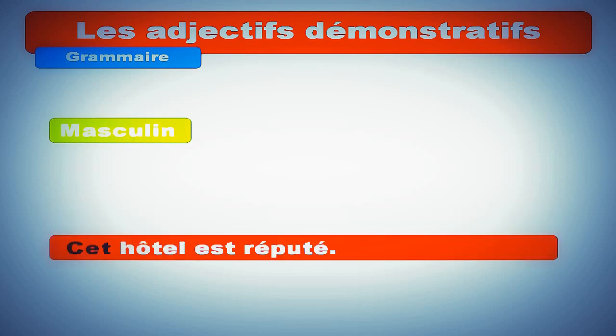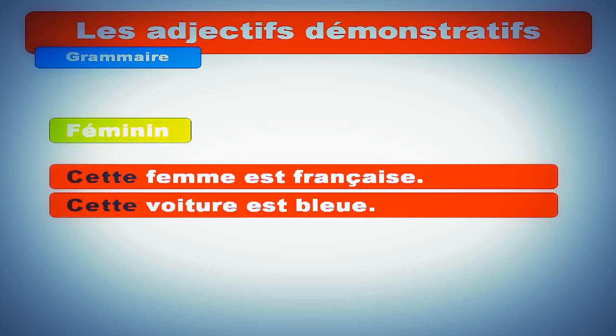Okay? And then, last example. Cet hôtel est réputé. Okay, so it's the same thing. Keep in mind that even if hôtel is starting with H, H is actually not pronounced, so the first sound of the word is O, so it's a vowel, and in this case you will have to use cet as well, okay? So you pronounce it like cet hôtel est réputé. So now it's your turn to repeat. Cet hôtel est réputé.